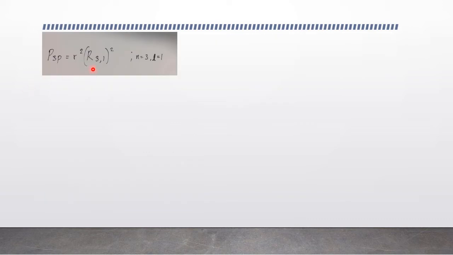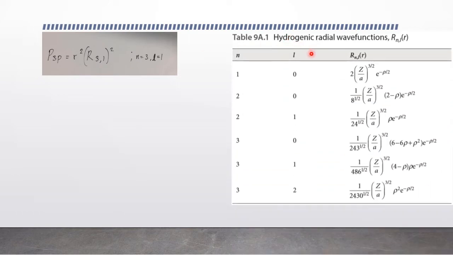So this function R sub n L can be found in this table, which is known as the hydrogenic radial wave function. Once again, we take a look at the quantum numbers n and L. Because n is equal to 3, we have these three options. However, L is equal to 1 because we're looking for the p orbital, so we have this function that we'll be substituting here. But to make it easier to solve, we will make this a constant.